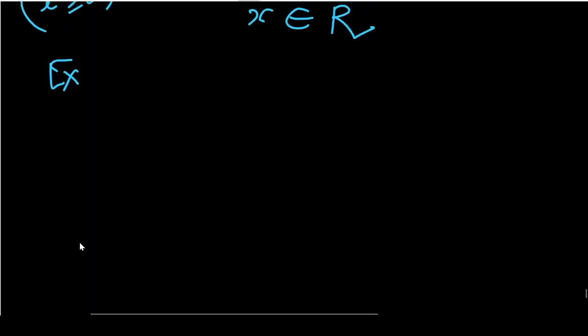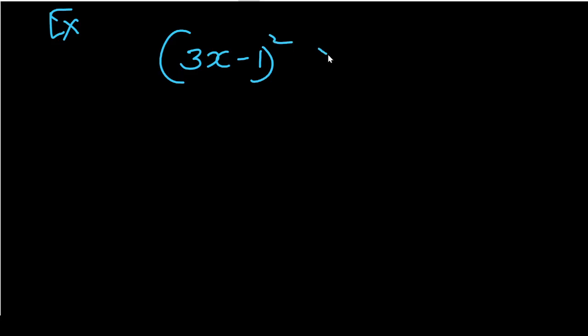Now what if, guys, I ask you, let's say instead of 0, (3x minus 1) whole square greater than or equal to, let's say, minus 81? Let's say if I take minus 81, then what is x? How do we solve this, guys?